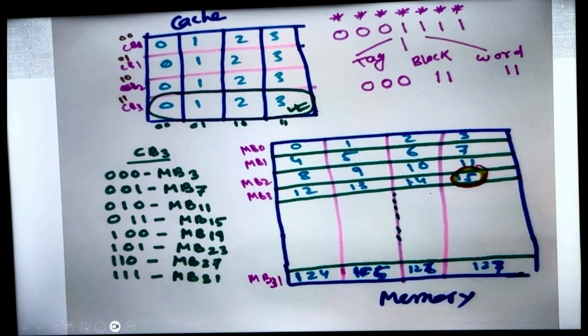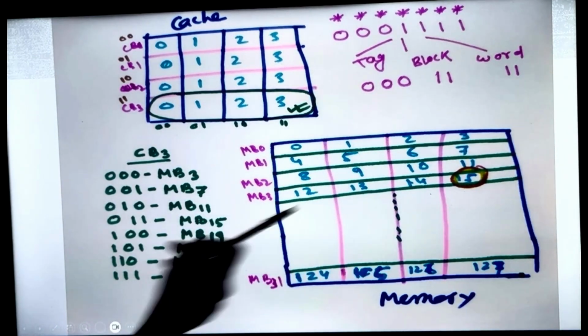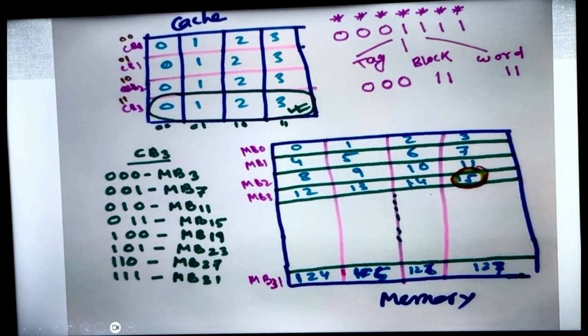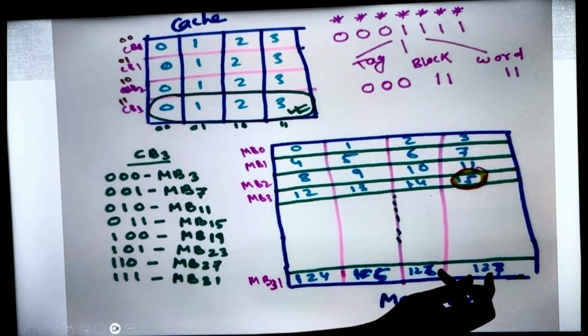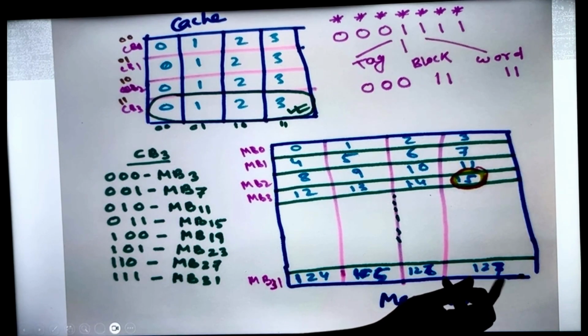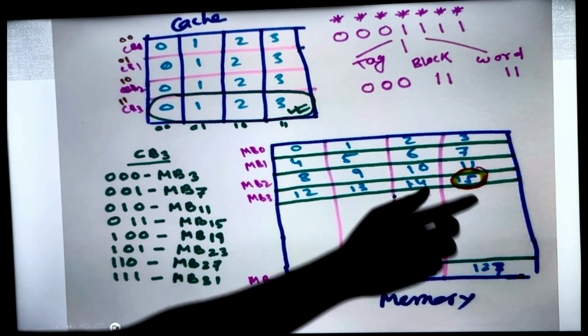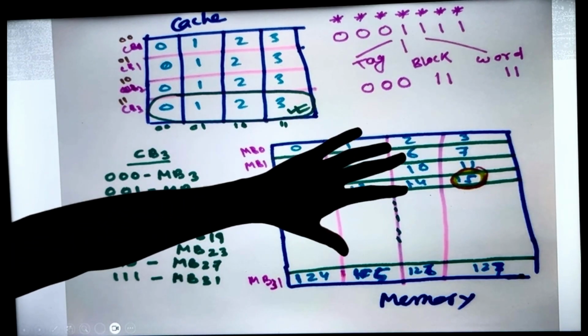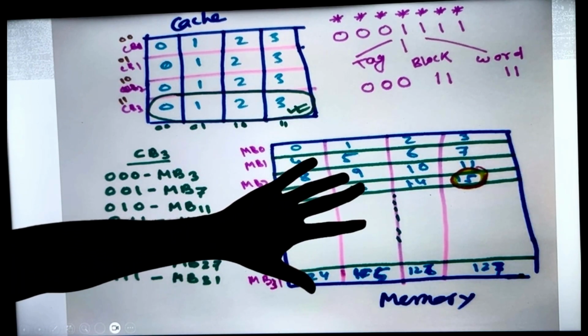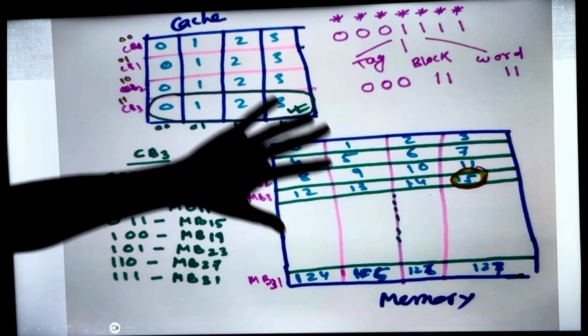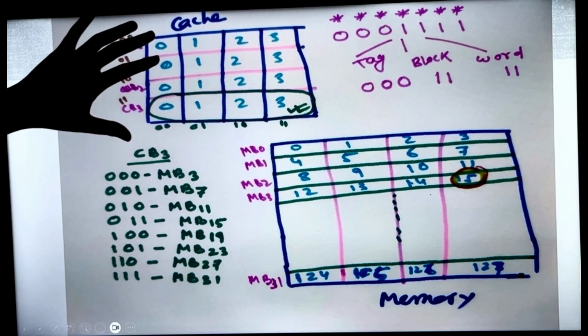Now to get any particular word from this main memory, your processor will generate some address of 7 bits. You understood why 7 bits? 2 to the power 7 is 128. So this 7 bit address will be for any one of these 128 words. You understood that? It will never care about how many words are there in cache.